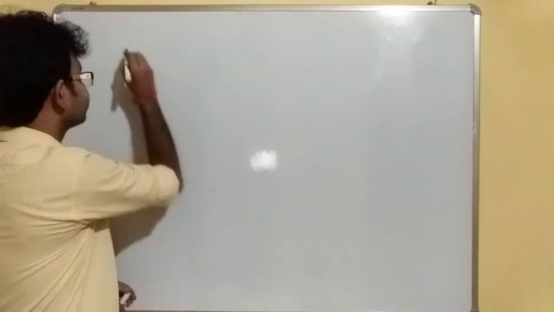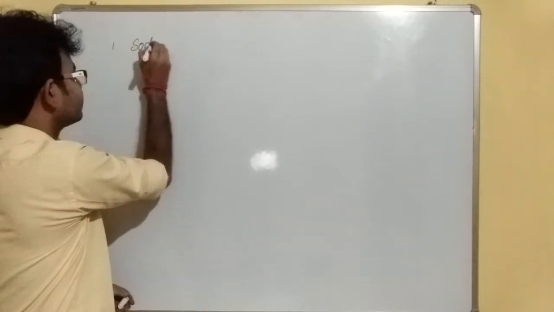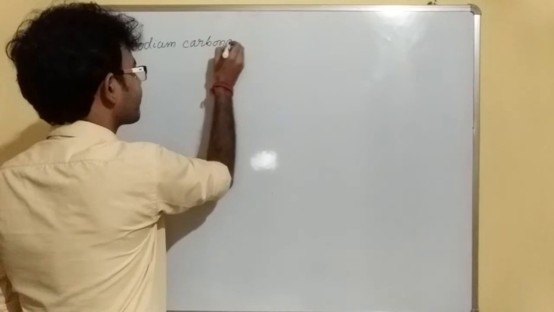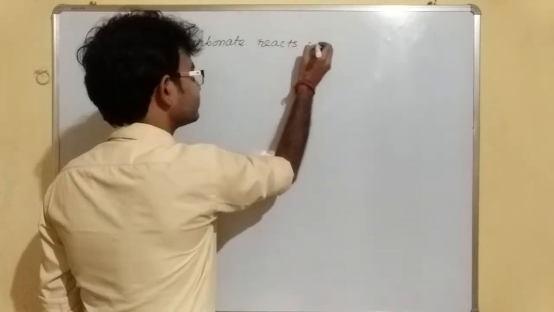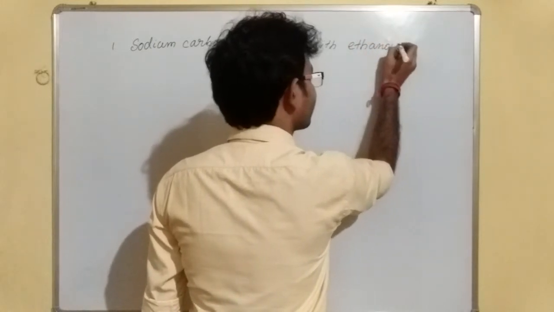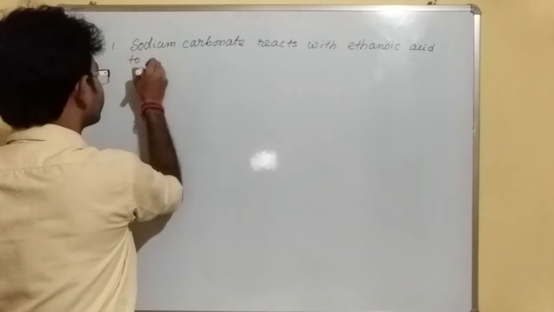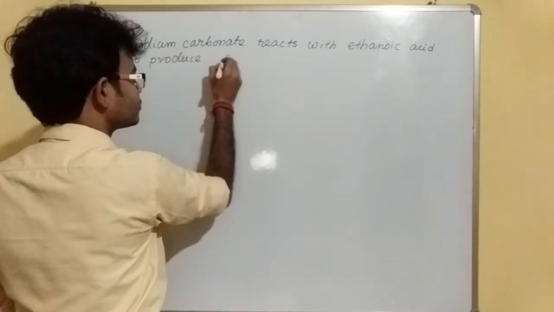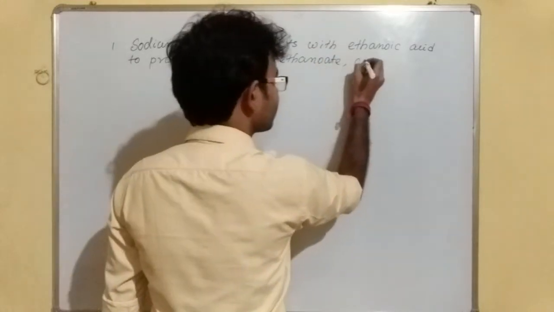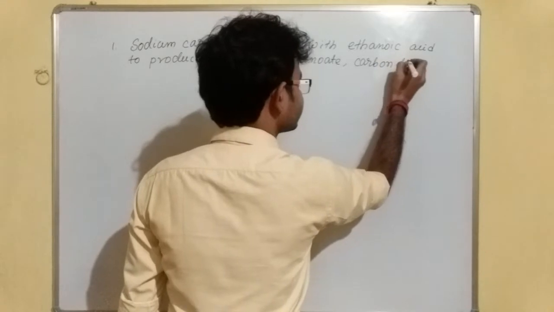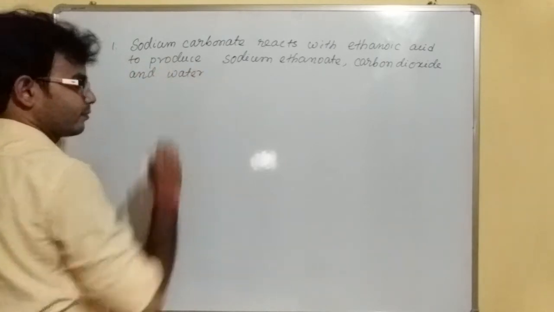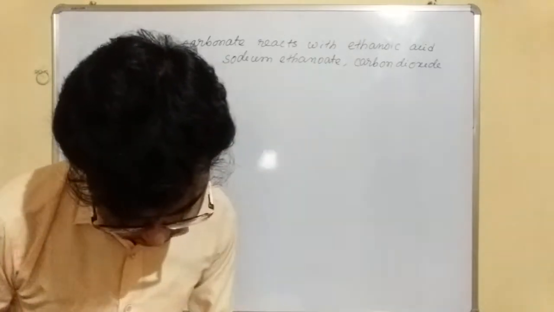Question number 1. Sodium carbonate reacts with ethanoic acid to produce sodium ethanoate, carbon dioxide and water.